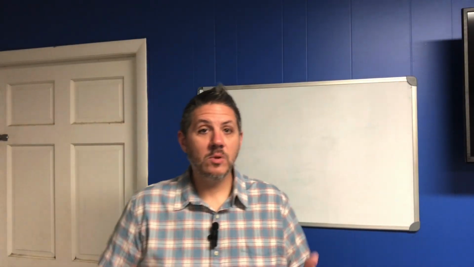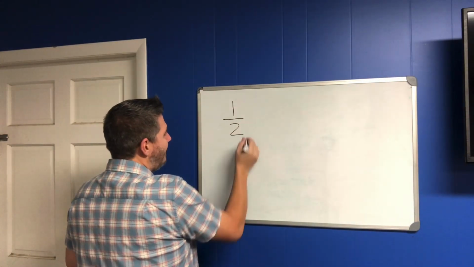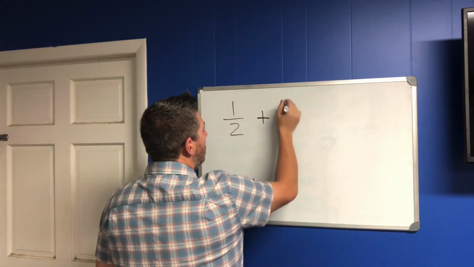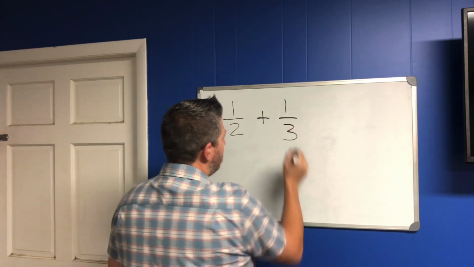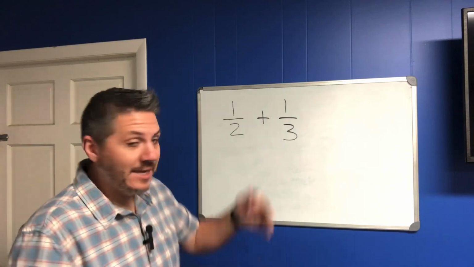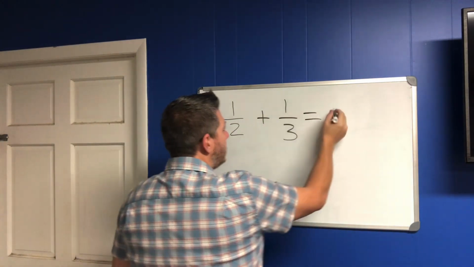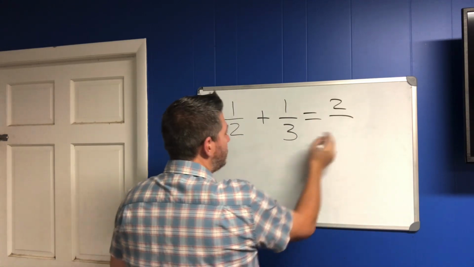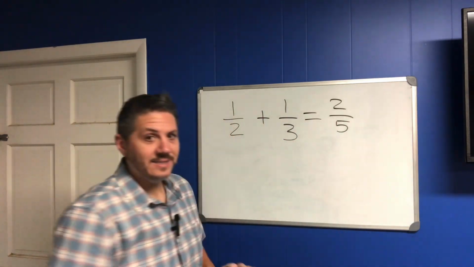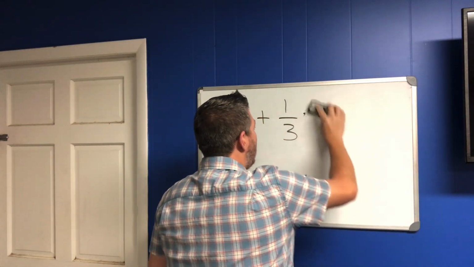All right, class, today we're going to be talking about adding fractions. So let's start with the fraction 1/2. We're going to add to it 1/3. Okay? Now we can't just simply add straight across like we might think, where we would say 1 plus 1 is 2 and 2 plus 3 is 5. That is incorrect. We cannot do it that way.